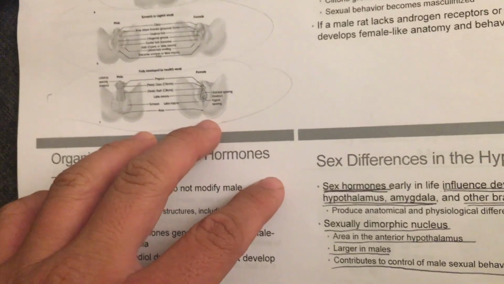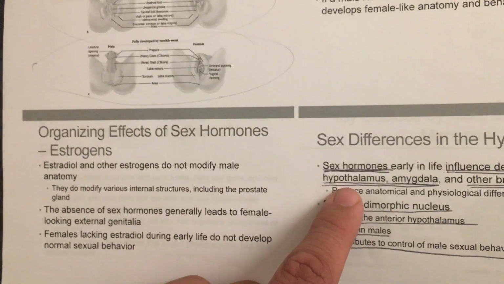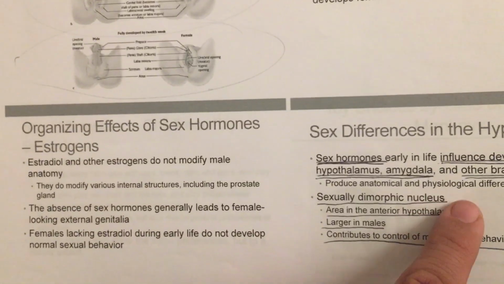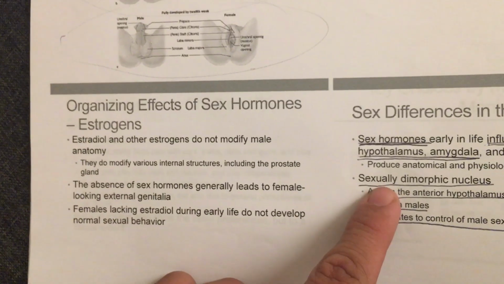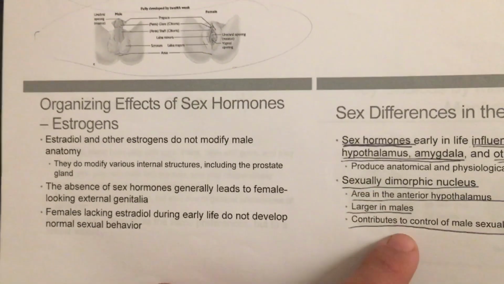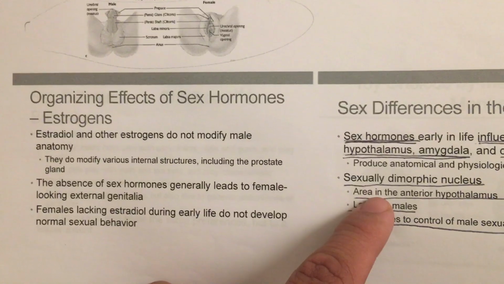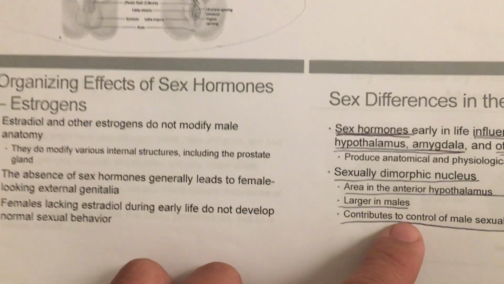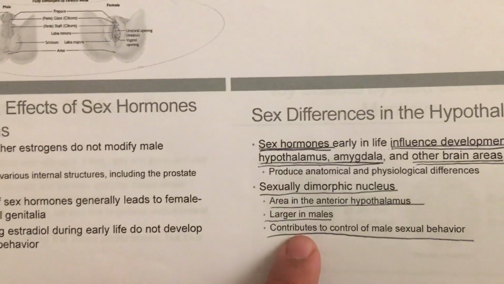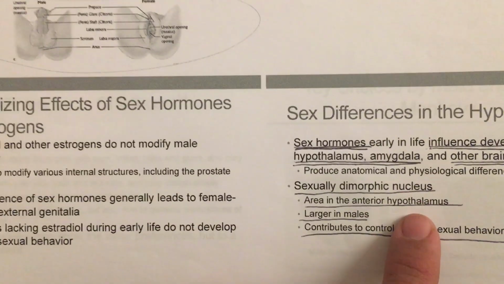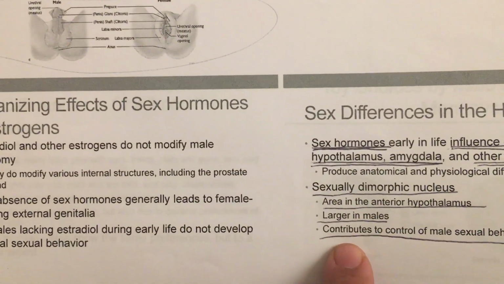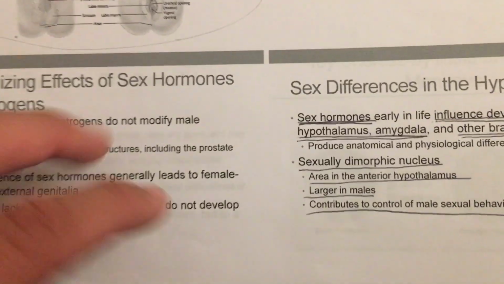Sex differences in the hypothalamus, okay? Sex hormones early in life influence development in the hypothalamus, amygdala, and other brain areas, and produce anatomical and physiological differences. The sexually dimorphic nucleus is an area in the anterior hypothalamus. It is larger in males. So that's something. Anterior hypothalamus, and it is larger in men, and it contributes to the control of sexual behavior. Maybe that's why we're more impulsive. Who knows?